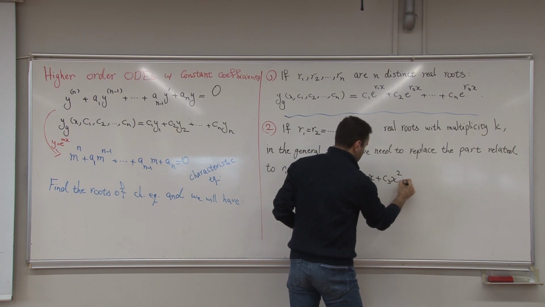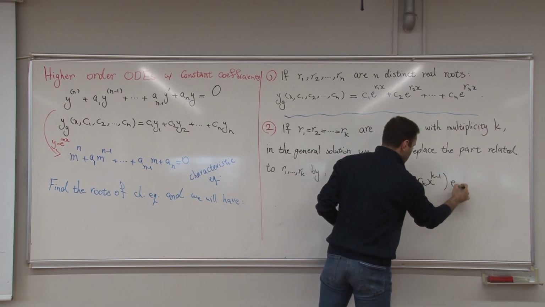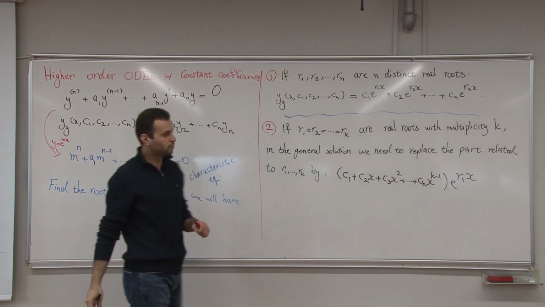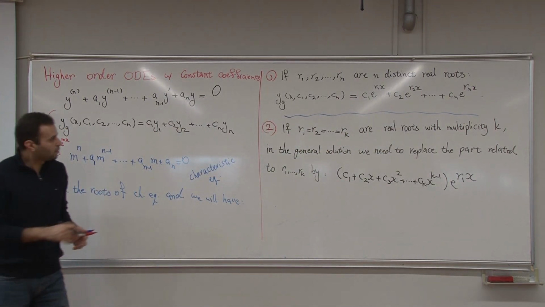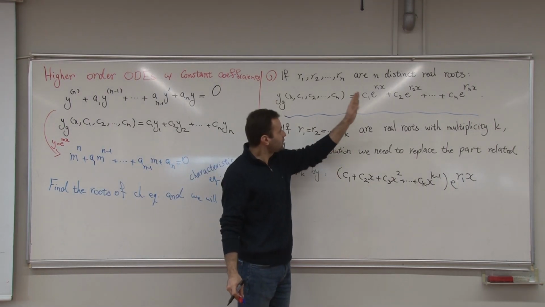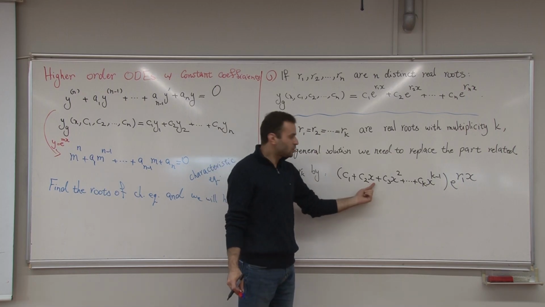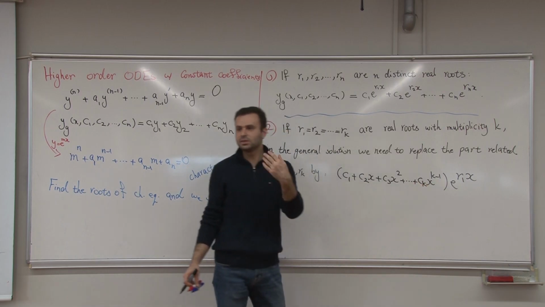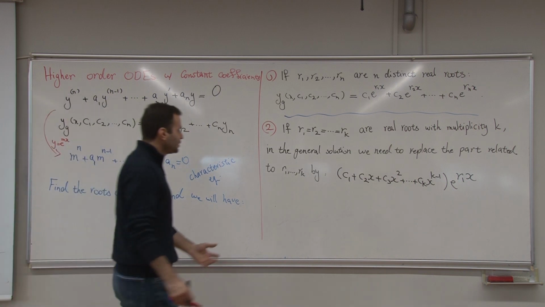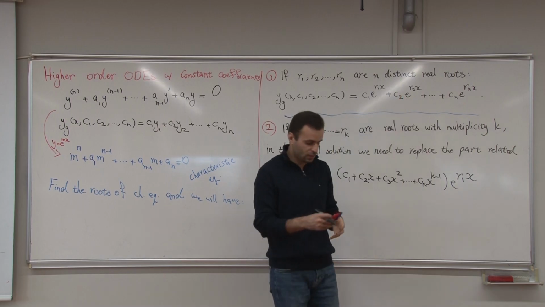c2 x to the power of 2 up to ck x to the power of k minus 1 e to the power of r1 x. Okay? If you're having repeated roots, instead of writing them separately, for each one of that repetition, just multiply the solution with an x. And continue this up until you have done it k times, which will end up with x to the power of k minus 1, and then just replace it.